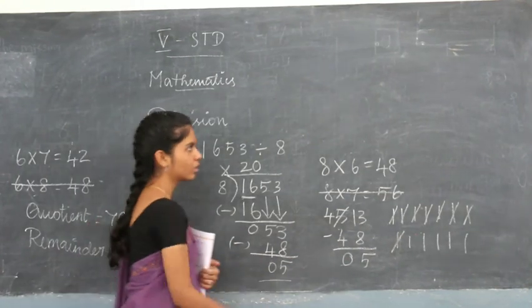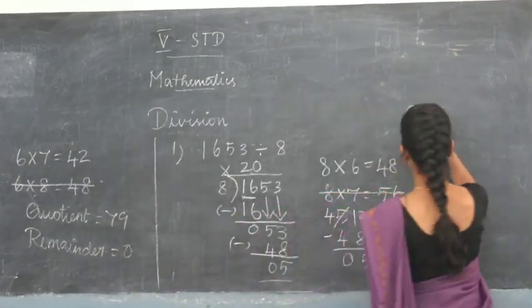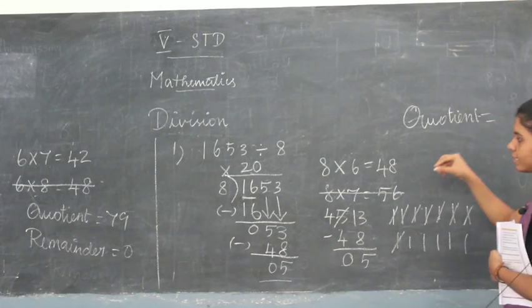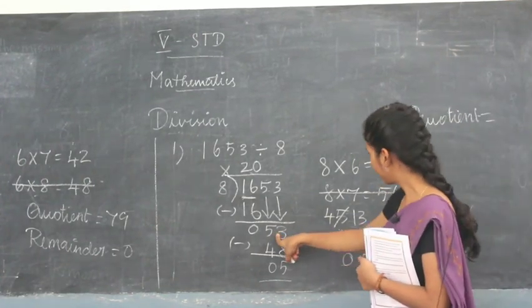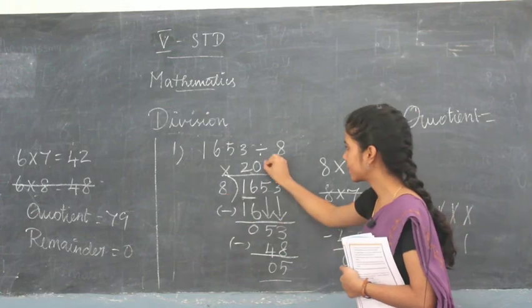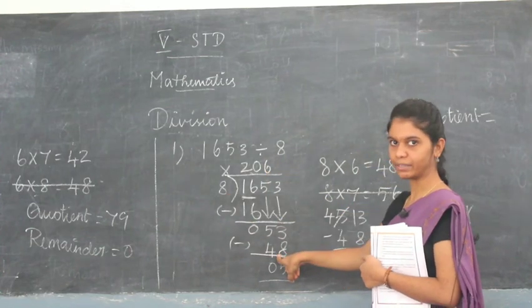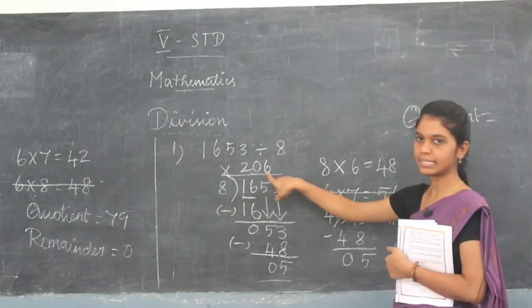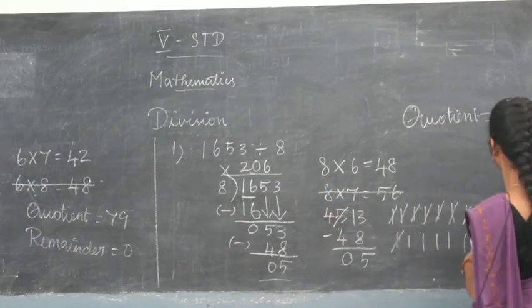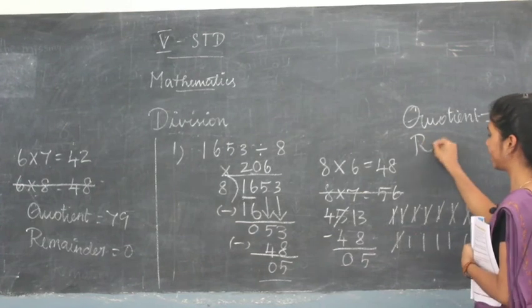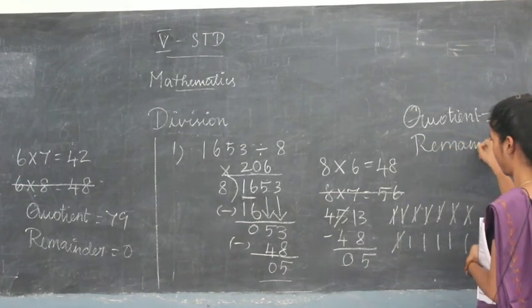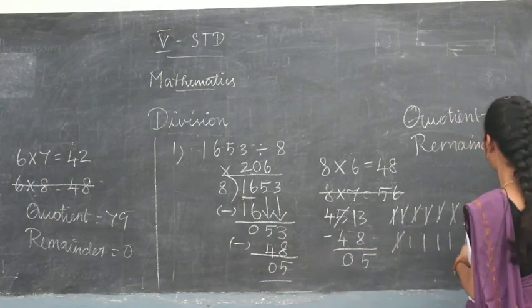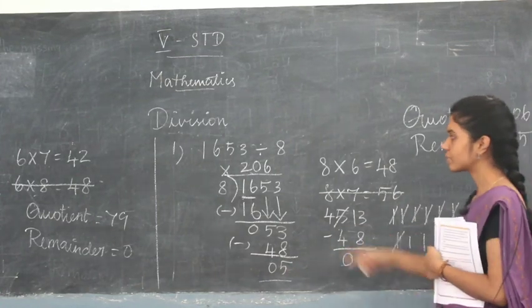Okay. So here, what is your quotient? 2, 0, 6. So your quotient is 206. And your remainder is 5.